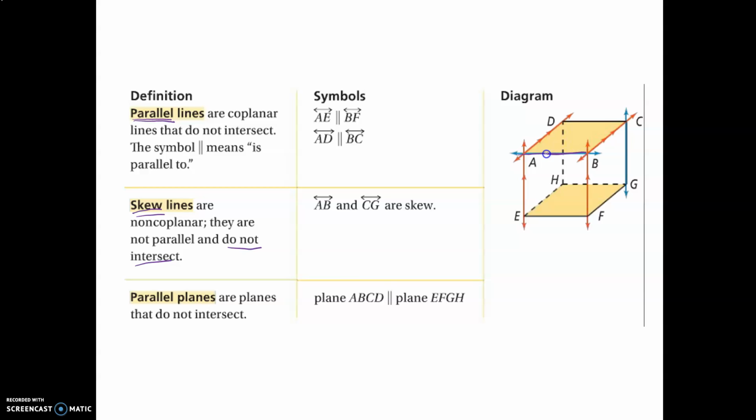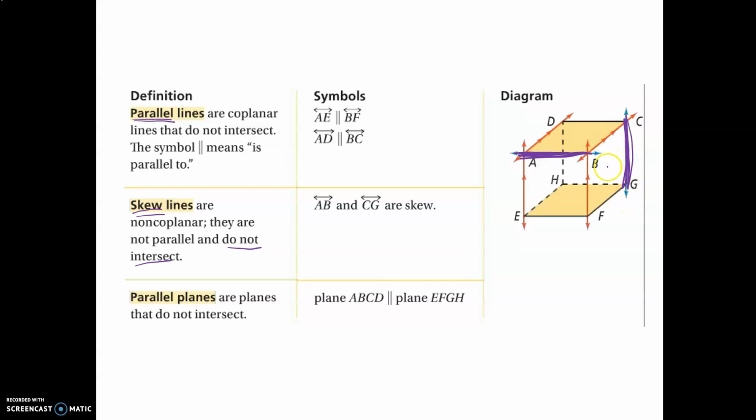So we're looking here, AB and CG. So notice AB and CG, they're never going to touch. They're never going to touch, but they're on two different planes. So those would be considered skew.